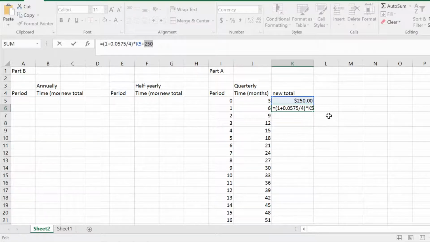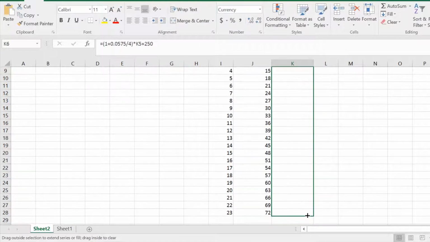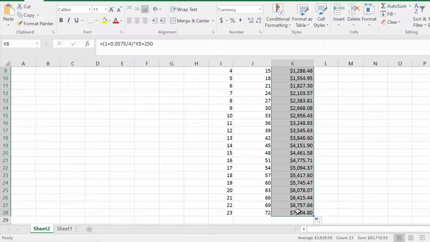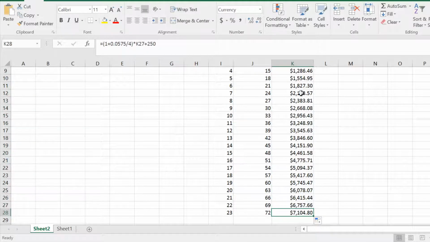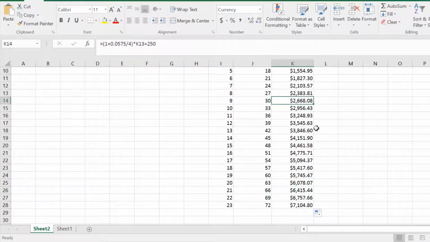Going back to this, what we should be able to do now is drag and drop. And there we go. As you can see, I'll just quickly cycle over them. All of the numbers are staying constant. The only thing that's changing is that cell, because it is compounding. That amount is going to continue to grow. So there is our answer for part A.